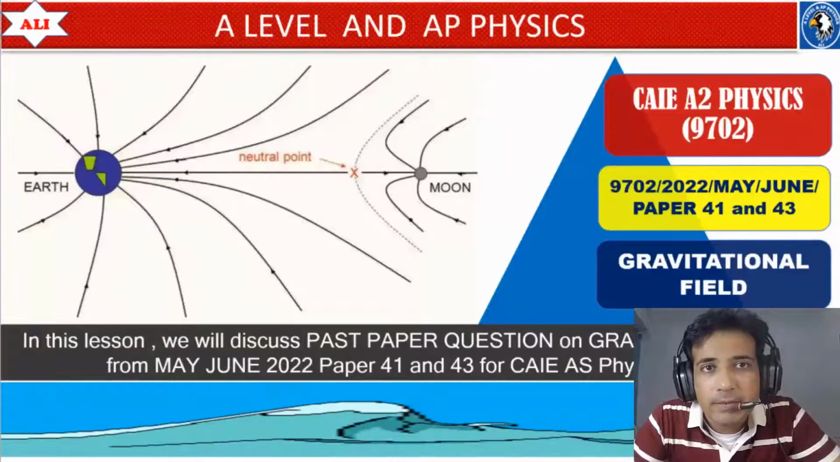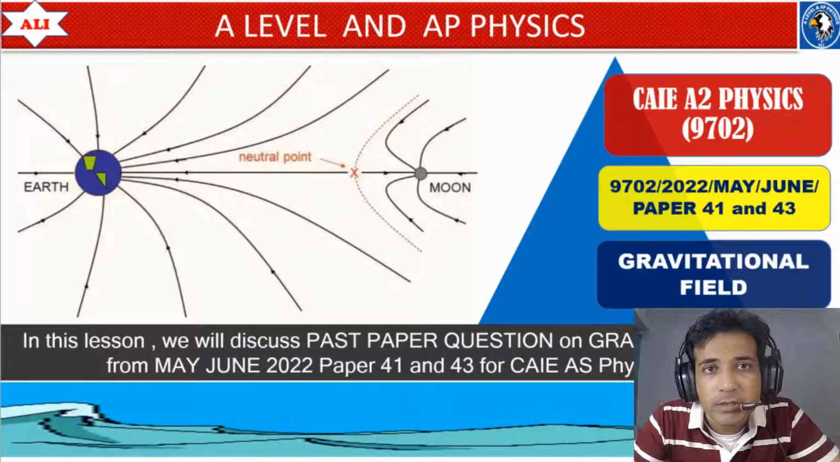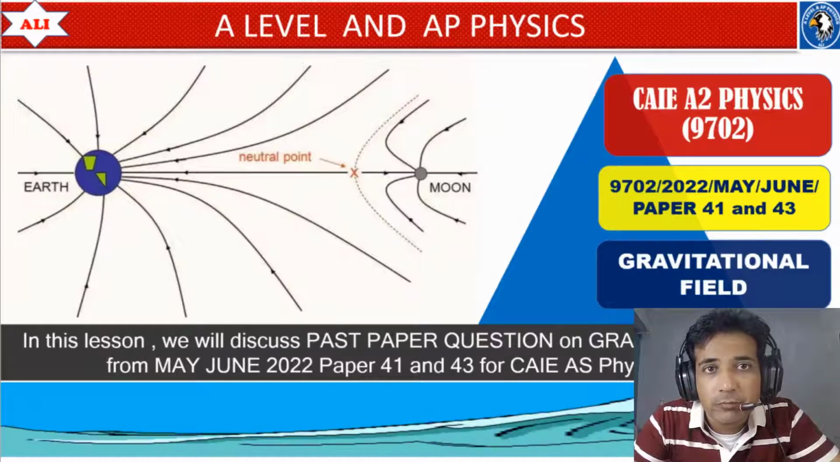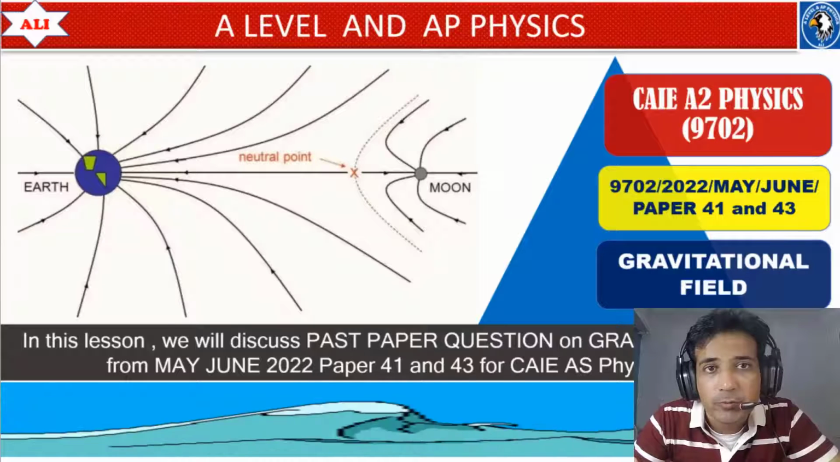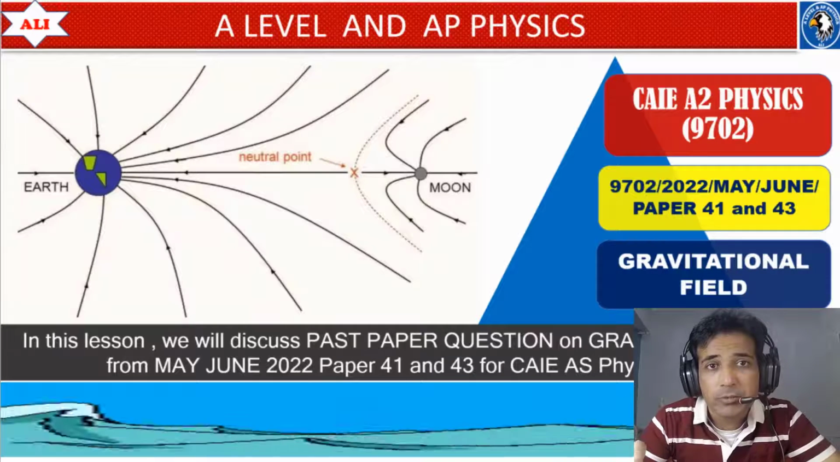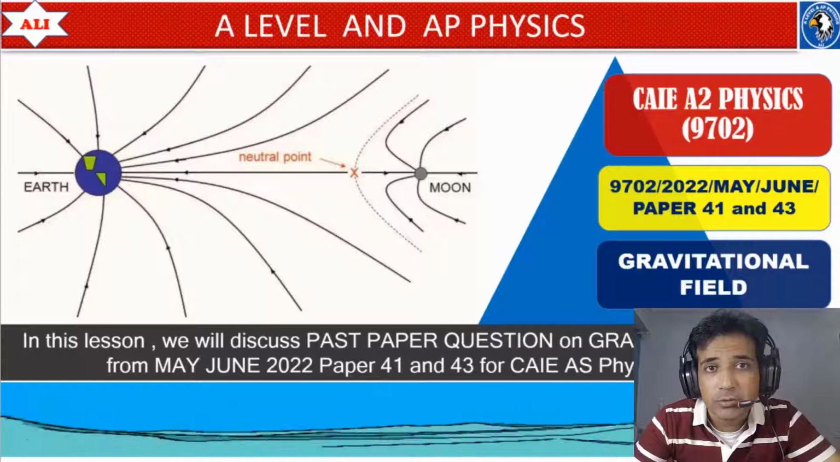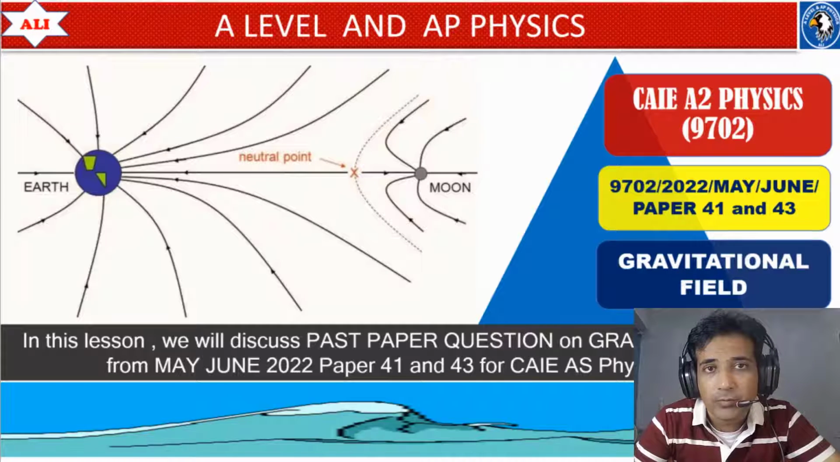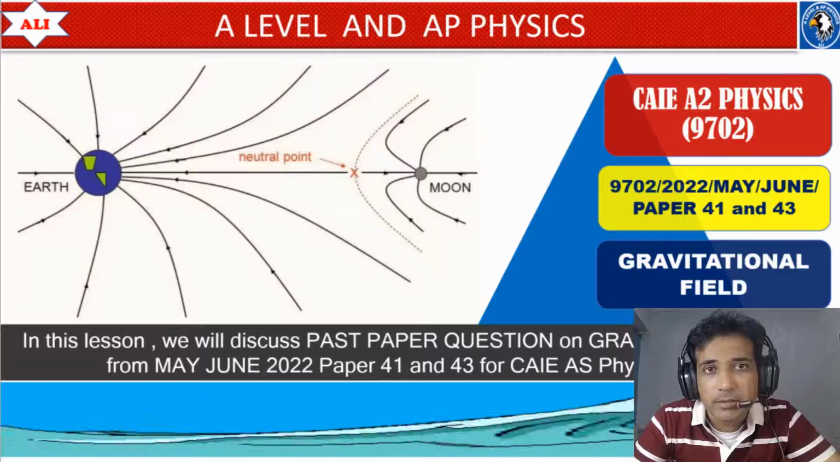Welcome to A-Level and AP Physics. In today's lesson, we will discuss a past paper question on gravitational field from May June 2022, paper 4, variant 1. We will discuss this question in detail so you can have a clear understanding of this topic. Let's study together. Let's improve together.